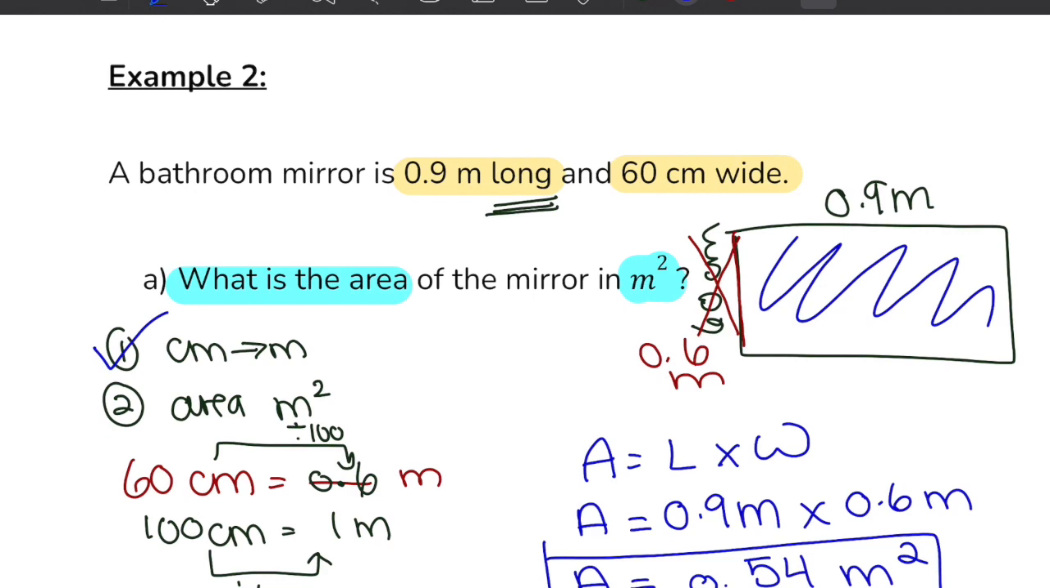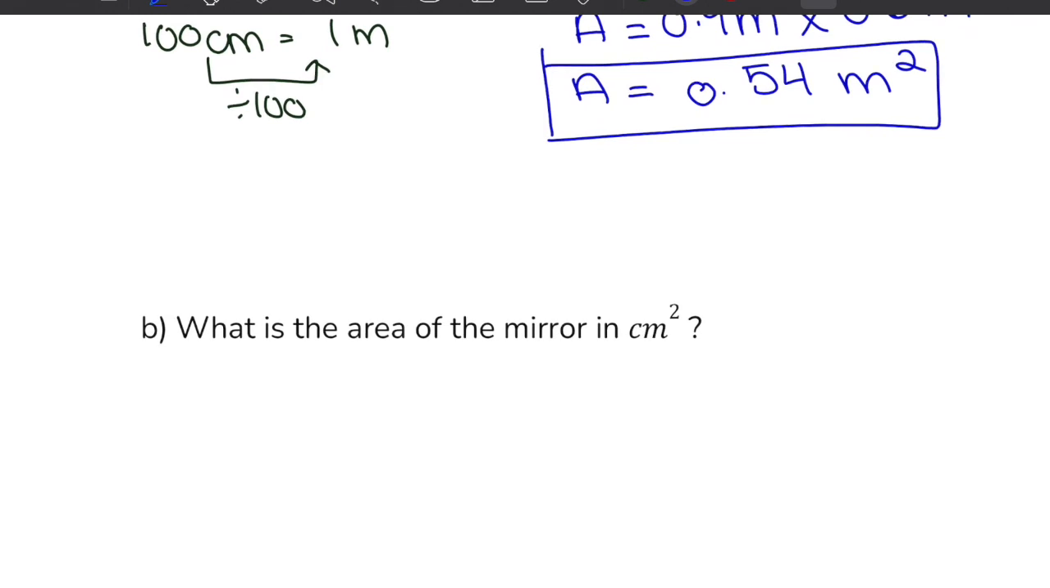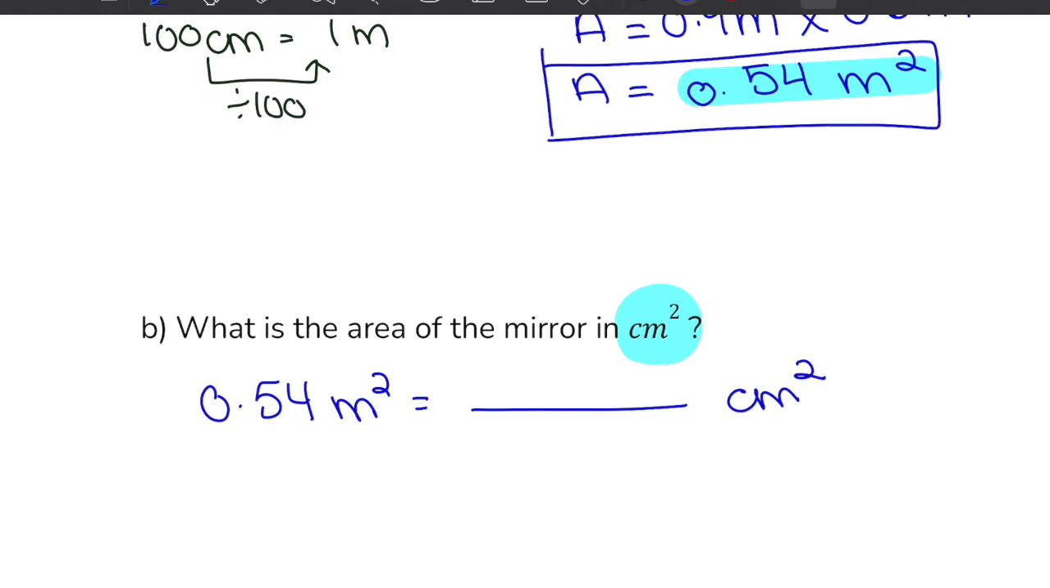Now let's look at question B. Question B is saying, well, what is that area? But this time we want it in centimeters squared. So we're taking this number and we're converting it to centimeters squared. Okay, let's do that. So what is 0.54 square meters equal to in centimeters squared? Now to do that, this is very similar to the examples we did in part 1 of this video. To do that, we need to find the conversion fact for length. So what's the relationship between meters and centimeters? And that is 1 meter is equal to 100 centimeters.